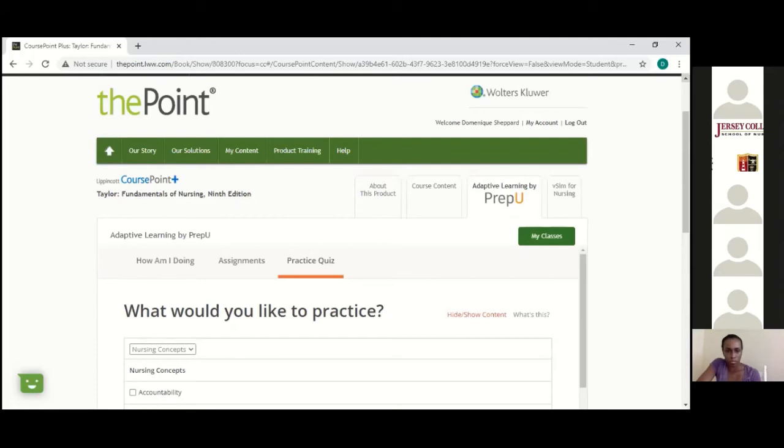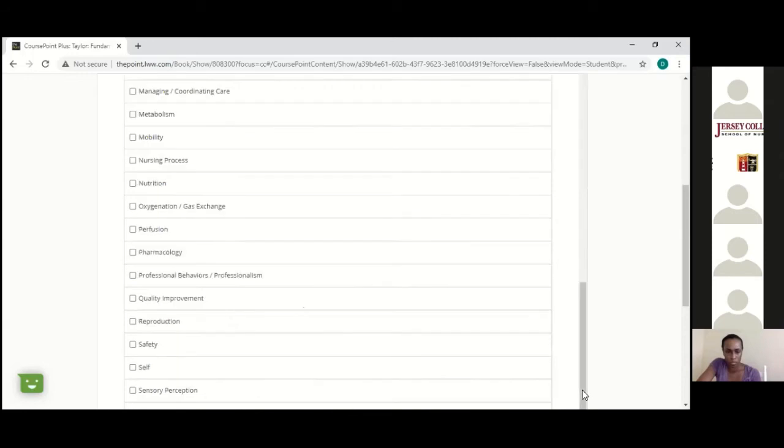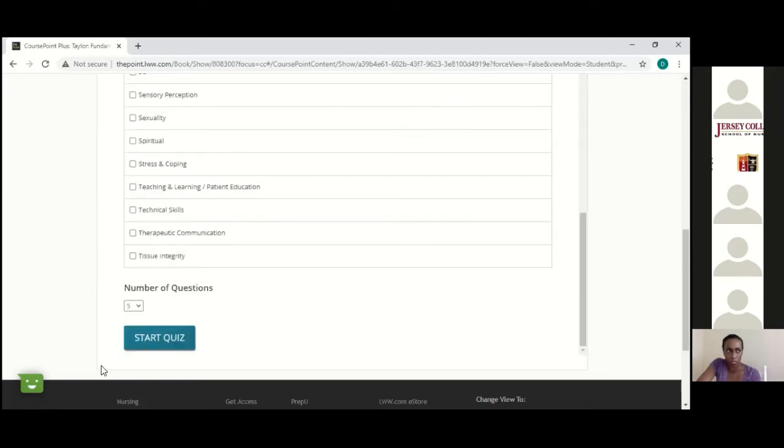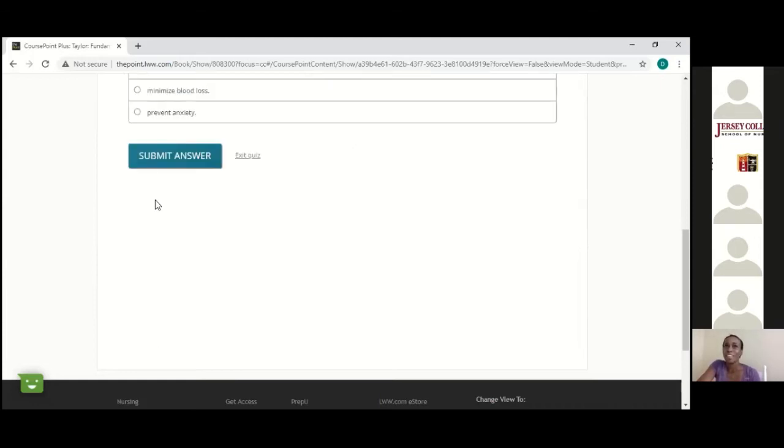Can you just go ahead and click on one of those? I just want to see if we have any other options in there that you guys may not be aware of. Okay, I'll do caring interventions. That's fine. I'll just do 5. Start quiz. It looks like it's not going to give you any other options. It's just going to let you take the quiz. But that's okay, because at least you're getting stuff out of that.